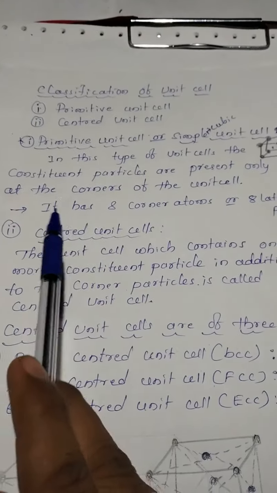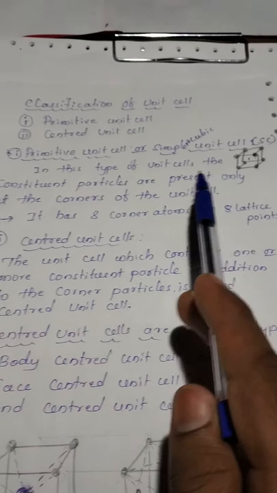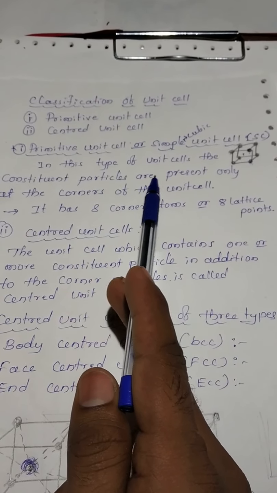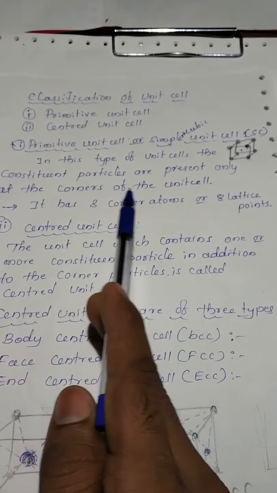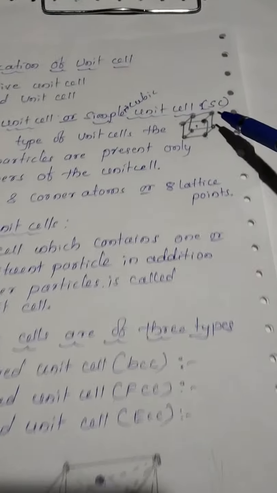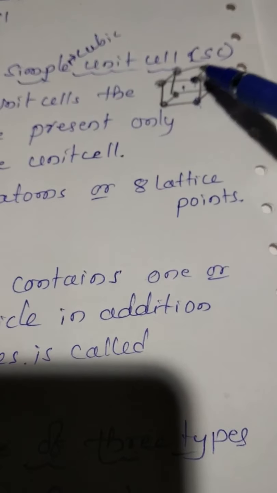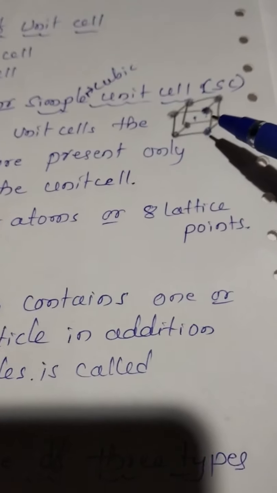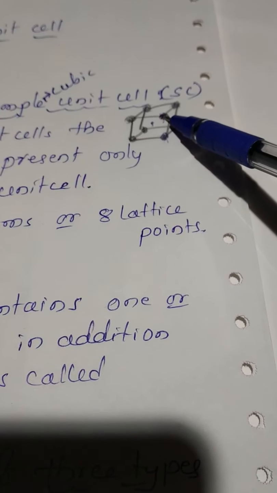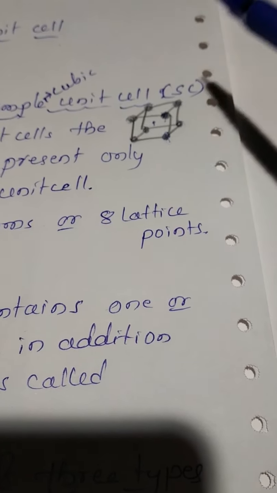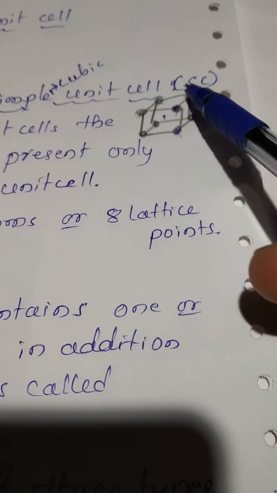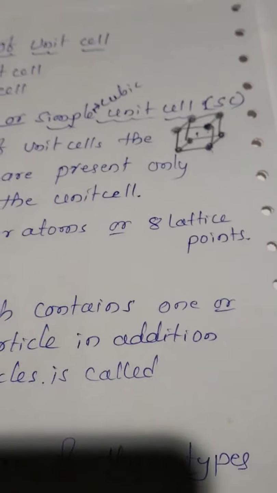See here, once again I'll repeat, in this type of unit cell, the constituent particles are present only at the corners of the unit cell. So it has 8 corners or 8 lattice points. These are called lattice points. Already I said, what do you mean by lattice point? Each point occupied by a constituent particle is called a lattice point. So 8 lattice points are present in the primitive unit cell.